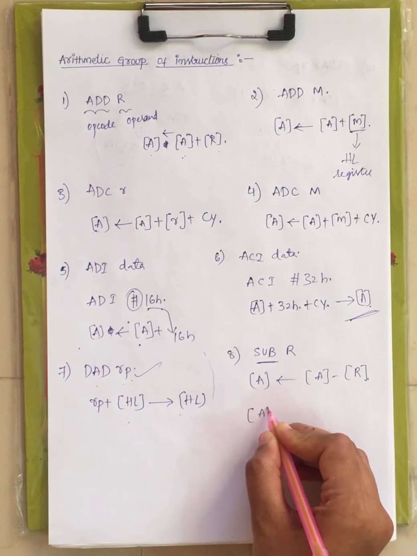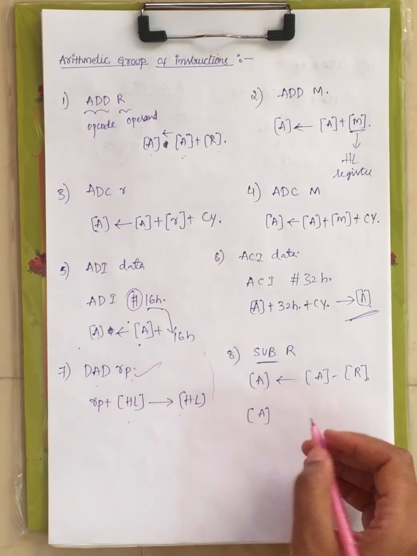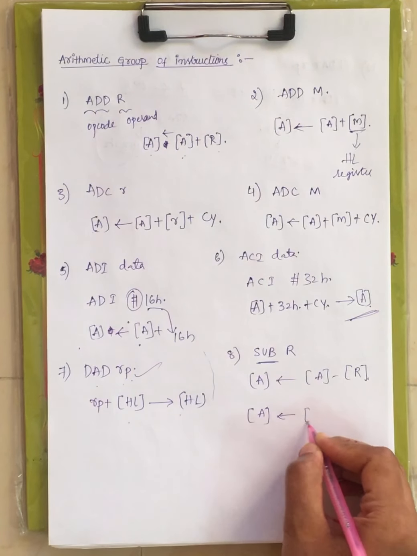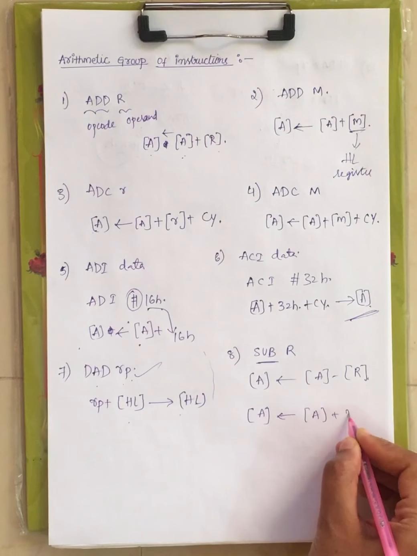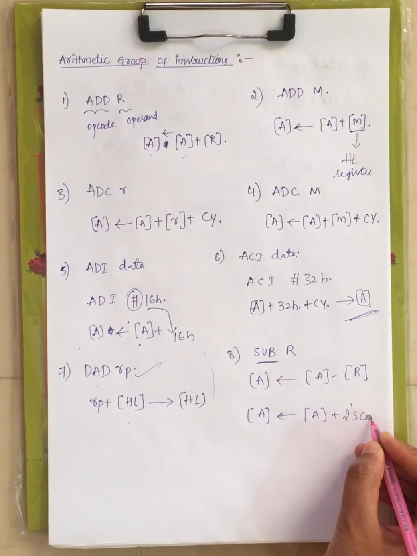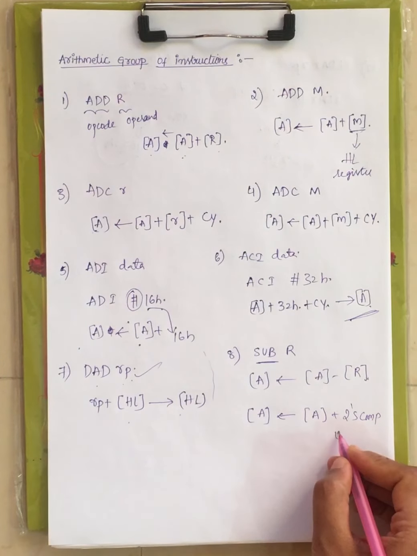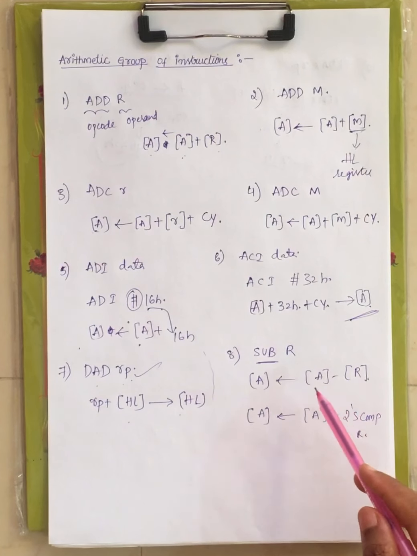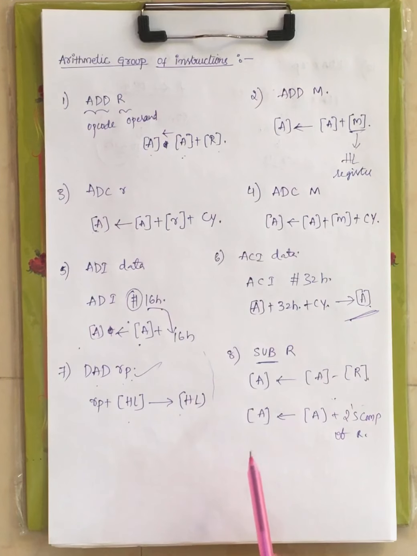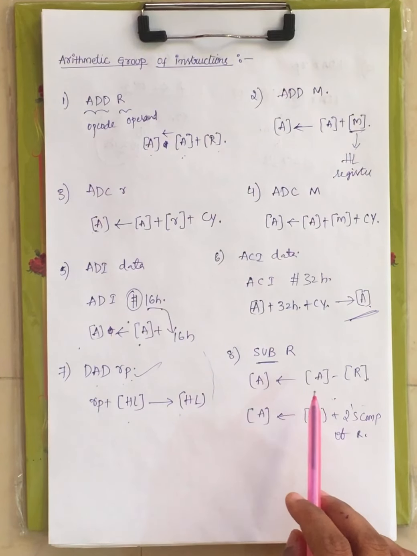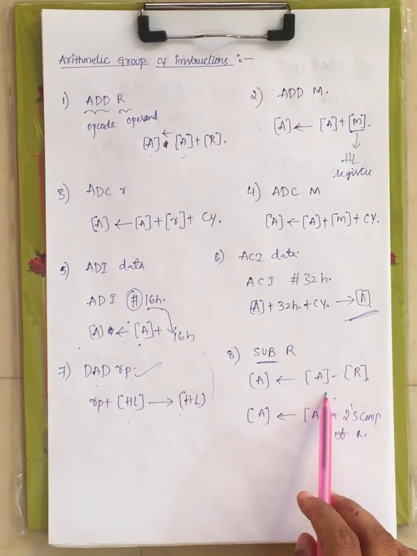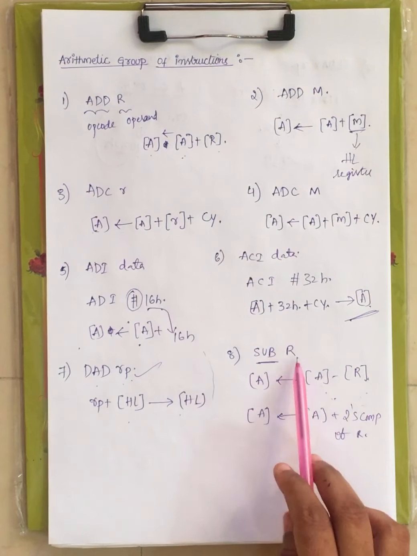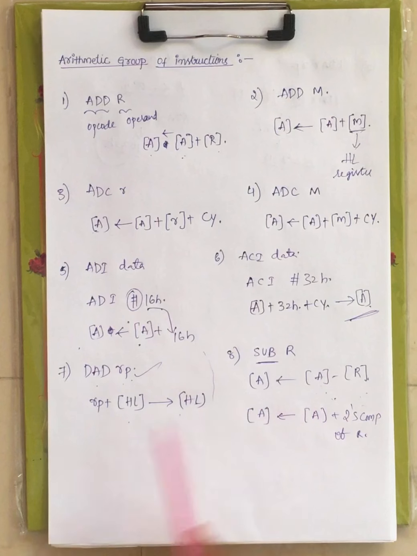Now either this is one way, and another way is A plus 2's complement of R. You might have learnt 2's complement under digital electronics. Both are the same, right? SUB R indicates subtracting the contents of the accumulator register and the register that is specified within the instruction, and the result is stored in A itself, right?